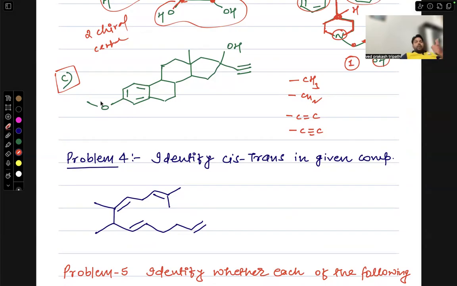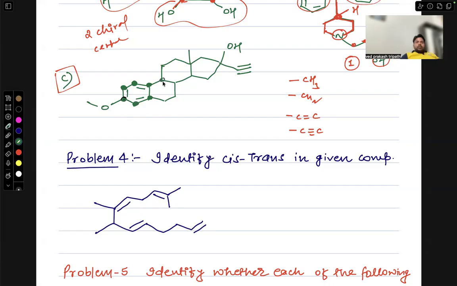Okay, let me ask one by one. I am going to start from this position. Is this chiral? Yes or no? Just tell me yes or no. Very good. No means N, yes means Y, so don't waste your time. What about this? Yes or no? What about this? This, this, this.